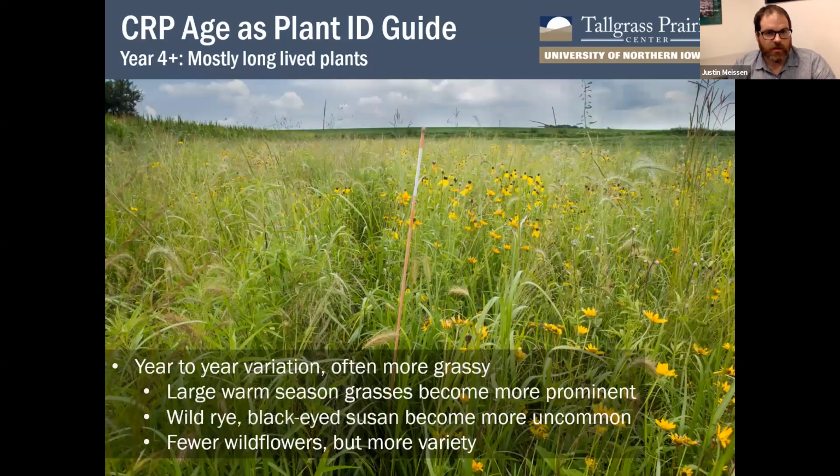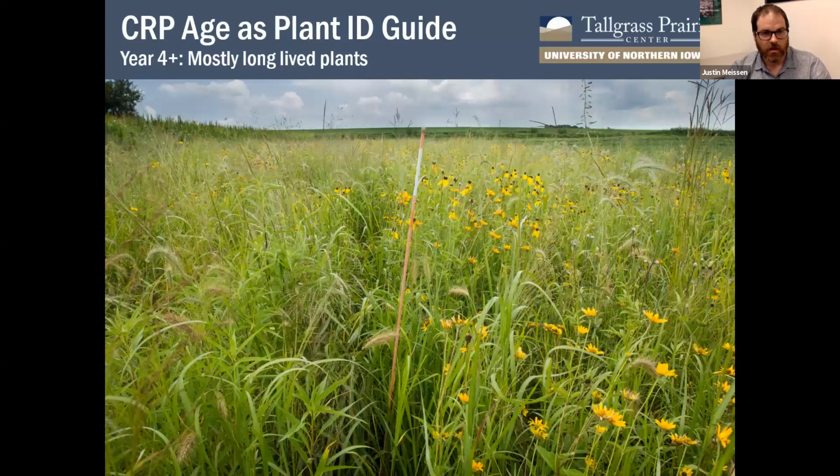And then as we move into year 4 and beyond, the observable vegetation becomes mostly dominated by long-lived plants. By and large, year-to-year variation is becoming the main thing that drives differences in flowering. And the warm season grasses are becoming more prominent as they get closer to reaching their full size. The short-lived plants like wild rye and black-eyed Susan are becoming more uncommon. And often around this time, we see fewer wildflowers in absolute terms, but often more variety in what's blooming. Here are some of the key plants in this stage of CRP.